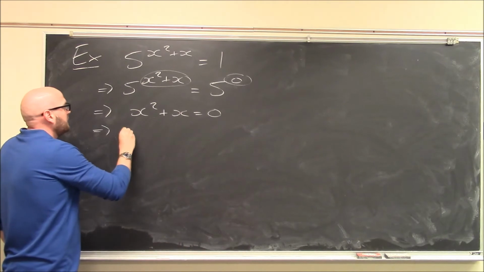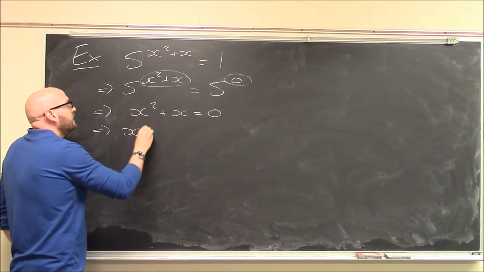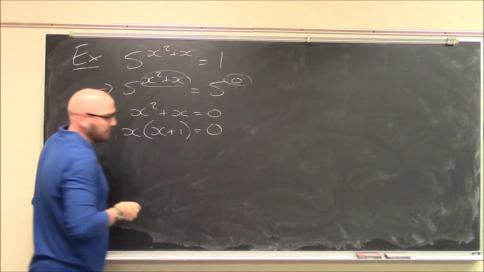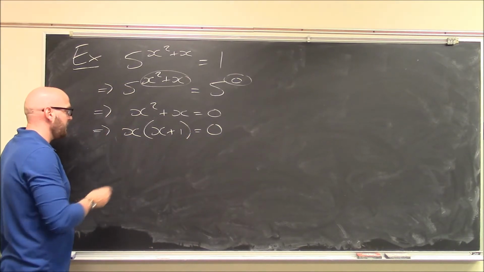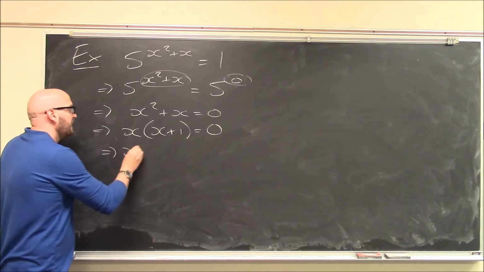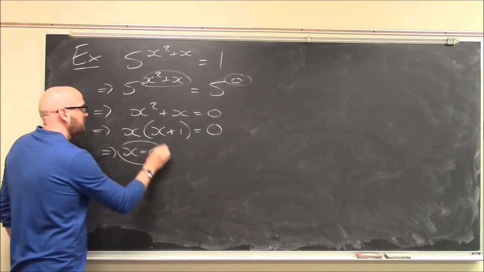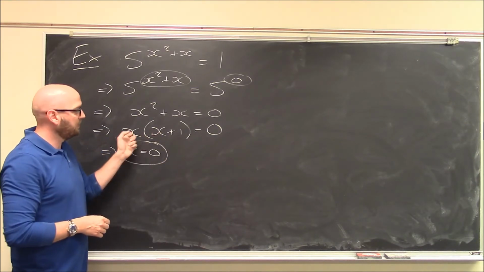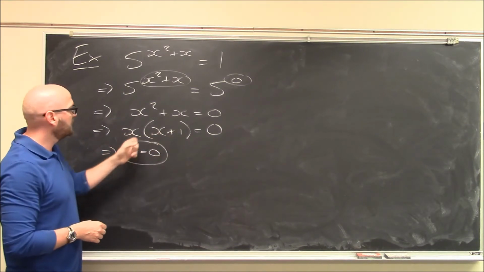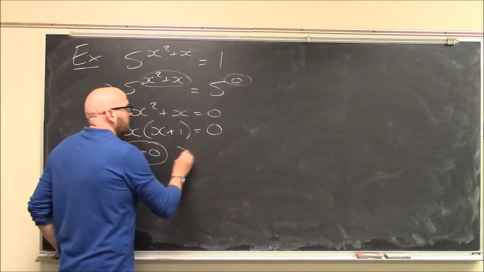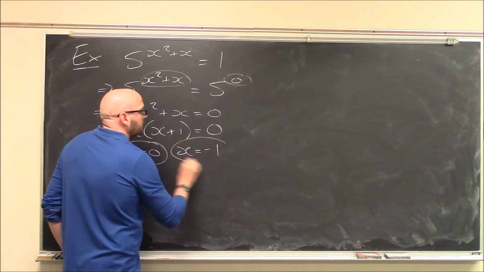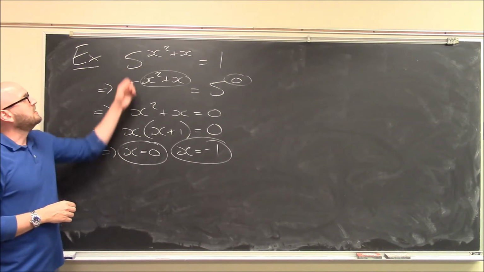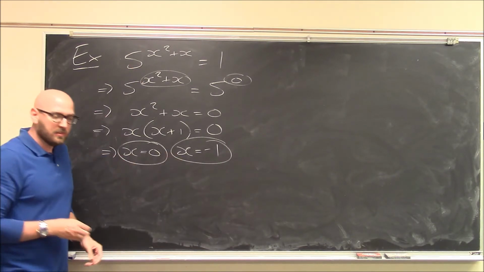And now I'm just going to try to factor. And this actually factors really easily. This factors as x times x plus 1 equals 0. So my solutions are either x equals 0, there's one solution, or x plus 1 equals 0, right? If I've got a product of two things, one of them has got to be 0. x is 0, or x plus 1 is 0, which means x is negative 1. So this exponential equation actually has two solutions.